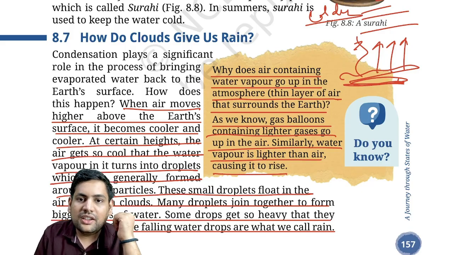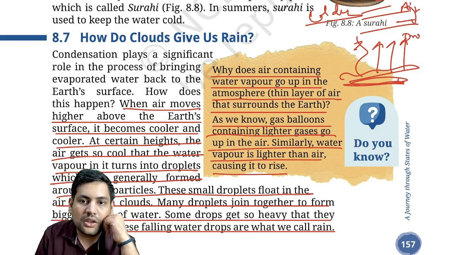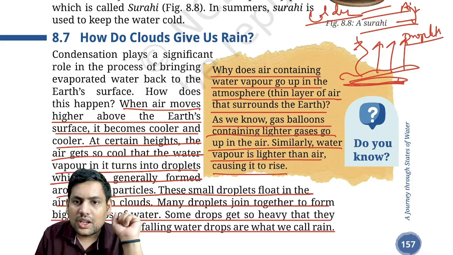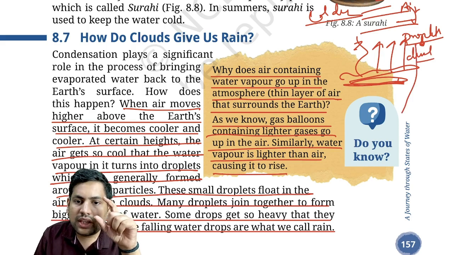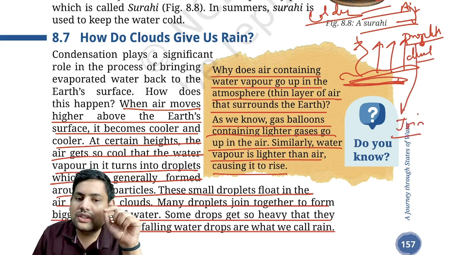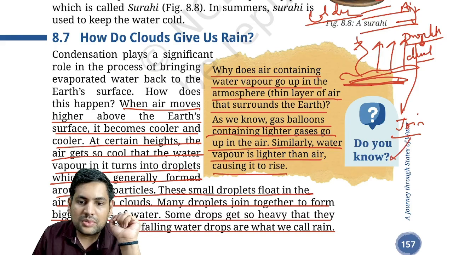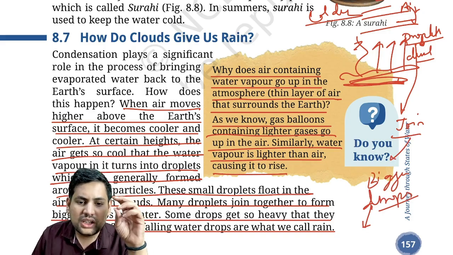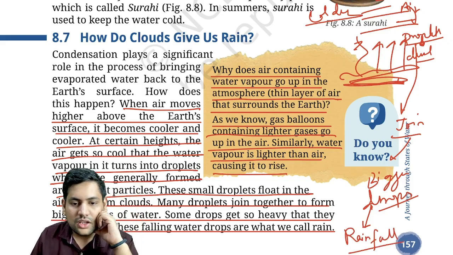Then, at a certain height, the air becomes so cool that it starts turning into droplets. These droplets are usually formed around dust particles. Many droplets over time will join together. Once they join together, bigger drops are formed, and eventually it becomes so heavy that the cloud cannot really contain it, and you have something that we know as rainfall. Understood? Simple? Okay.